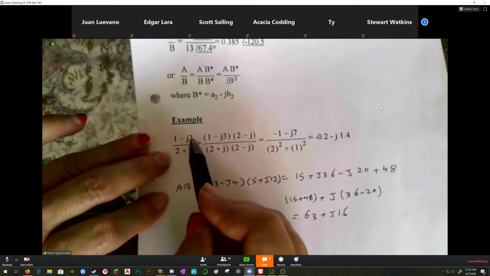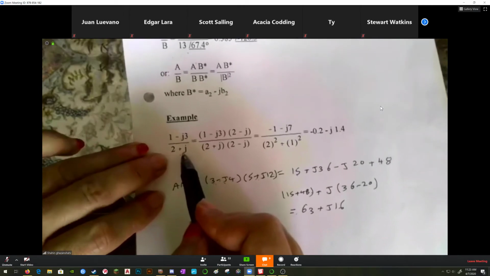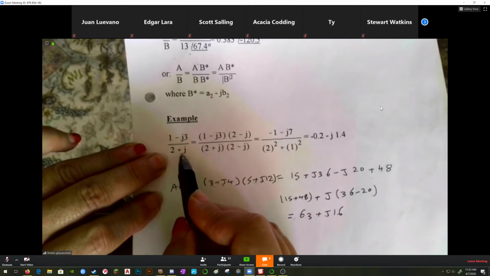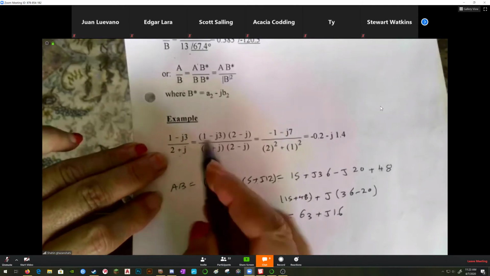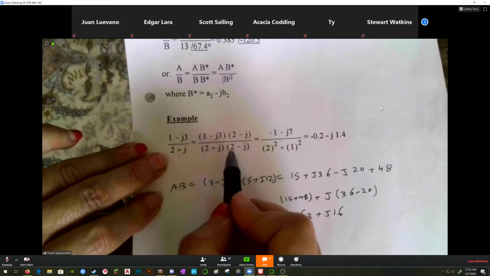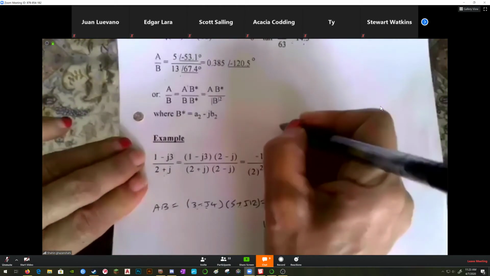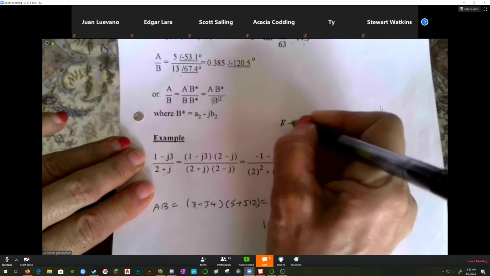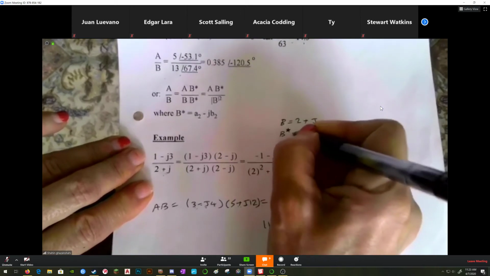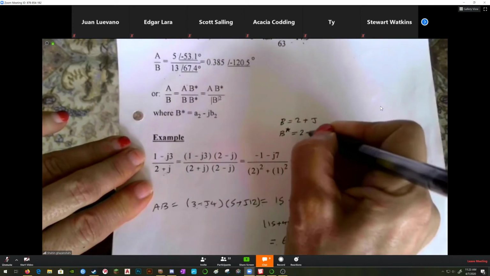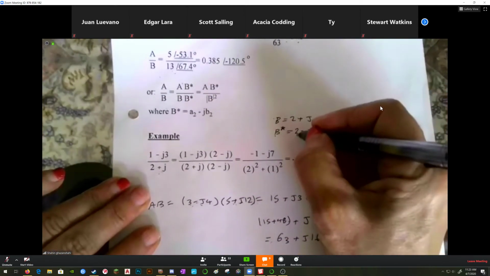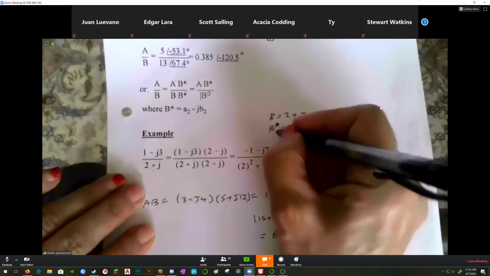If I have 1 minus j3 divided by 2 plus j, to review for you, if you recall what you do, you multiply numerator and denominator by the complex conjugate. What is the complex conjugate? You change j to negative j. If I give the number B as 2 plus j, the complex conjugate of that, which we show with the star here, is 2 minus j. Is that clear?